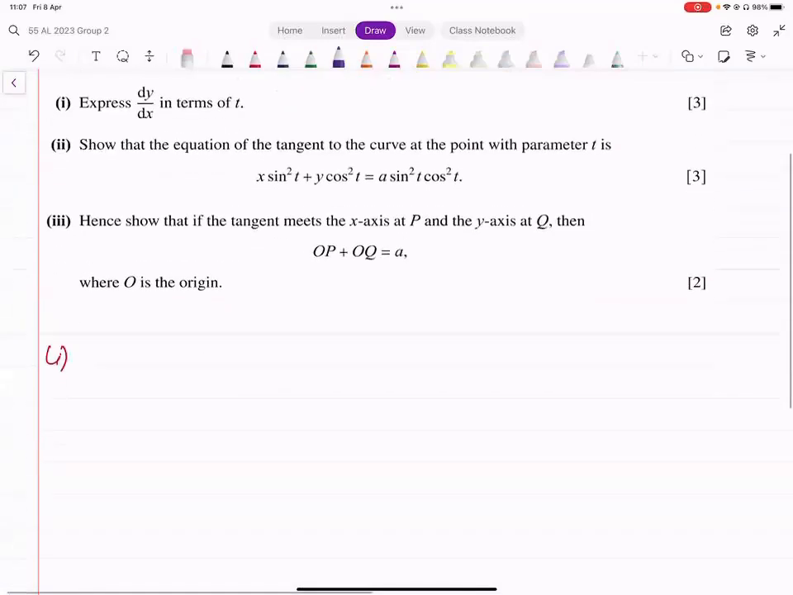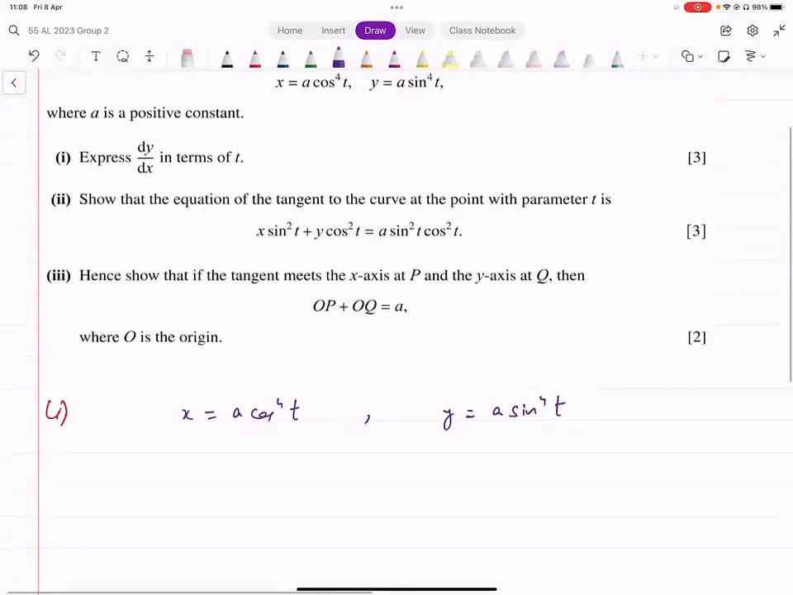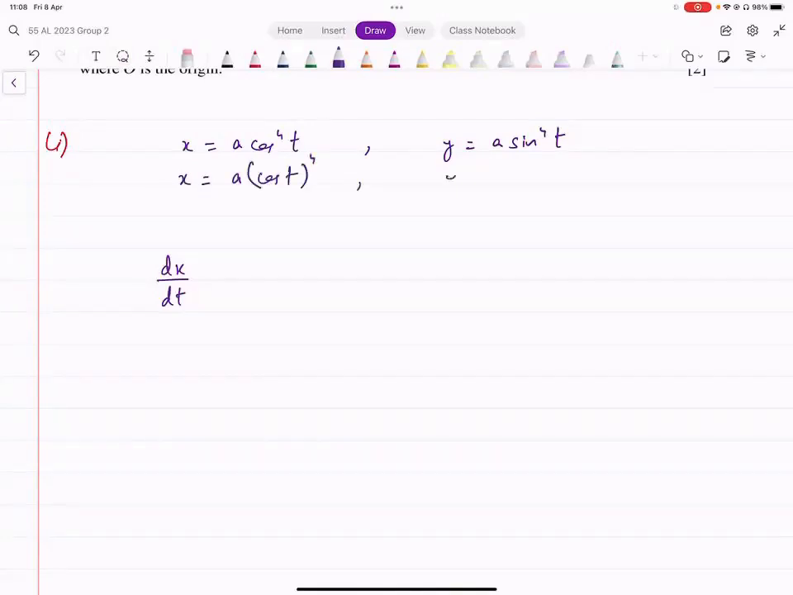The first part, x equals a cos raised to power 4 t and y equals a sine raised to power 4 t. Now a is a constant. Constant multiply हो रहा है. इसको अगर हमने differentiate करना हो, the first thing we should actually do here is we should write it as a power. So we can say this is x equals a into cos t whole raised to power 4, and this is y equals a sine t whole raised to power 4. Right? That will make it easier to think about it.